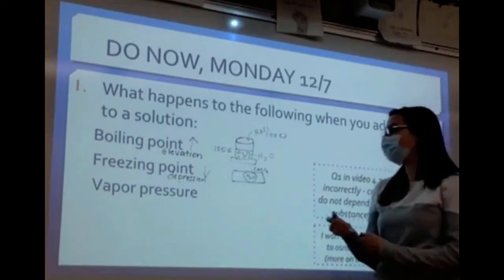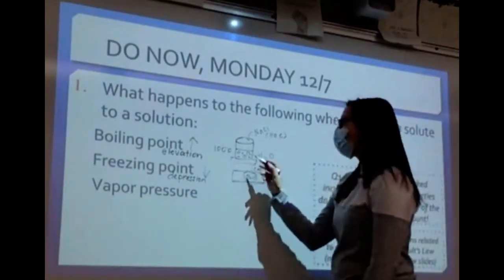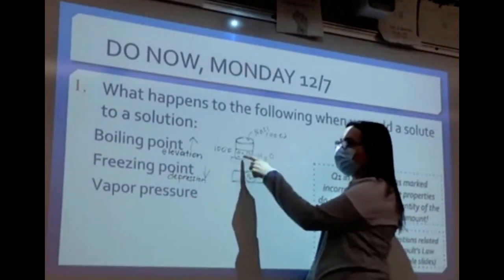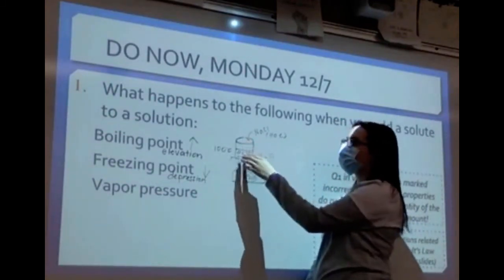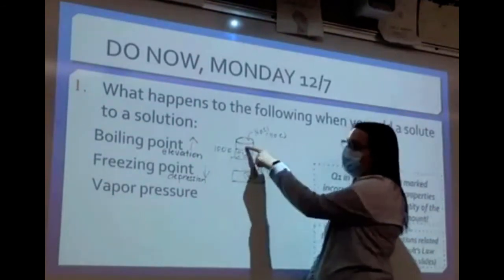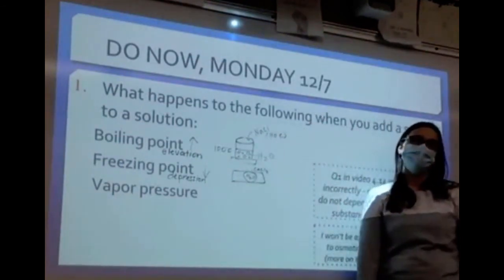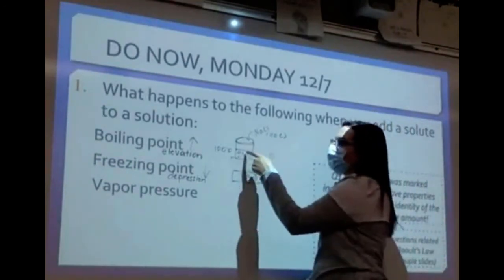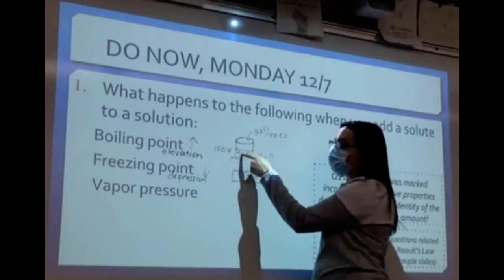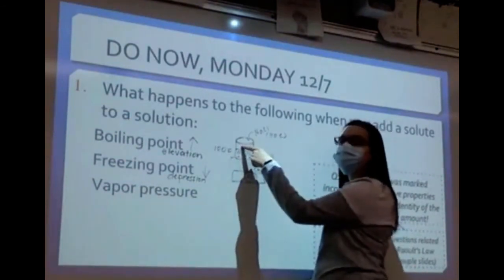And then vapor pressure. If we come back up to this beaker, normally we have water. All right, let's assume there's no solute in here, it's just water. Water will have a certain pressure above the liquid. It has a certain vapor pressure. Well, if I add a solute, now it's harder for the water molecules to become gas.